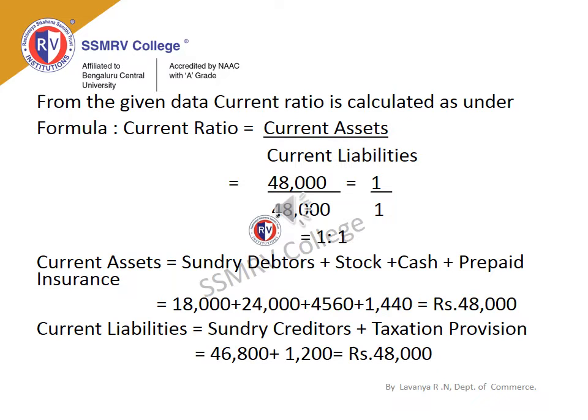Likewise, identify current liabilities from the balance sheet. Sundry creditors, taxation provision are current liabilities. Add all the items of current liabilities. Then the total is 48,000. Substitute the information in the given formula. Simplify it. Then the ratio is expressed in proportion. The answer is 1:1.